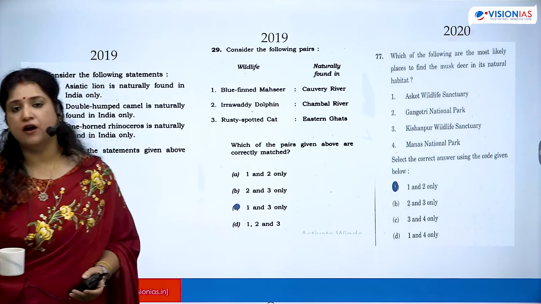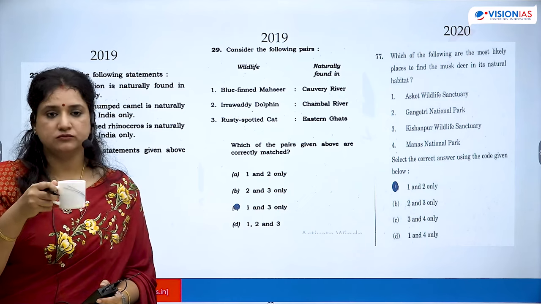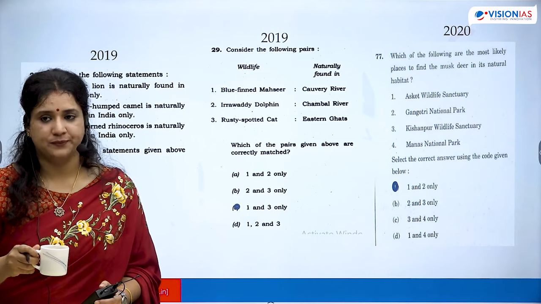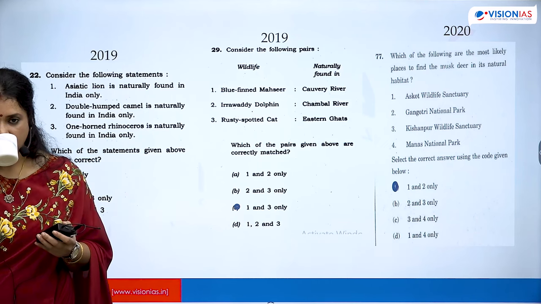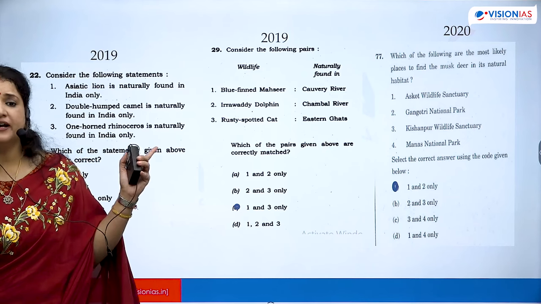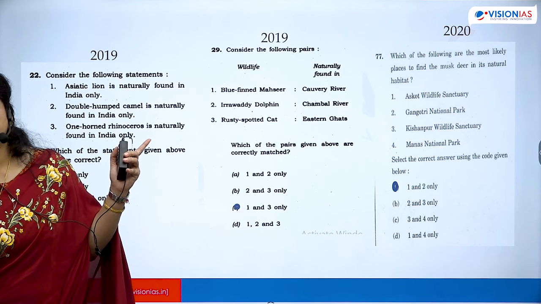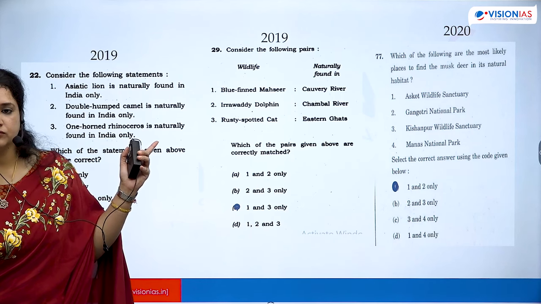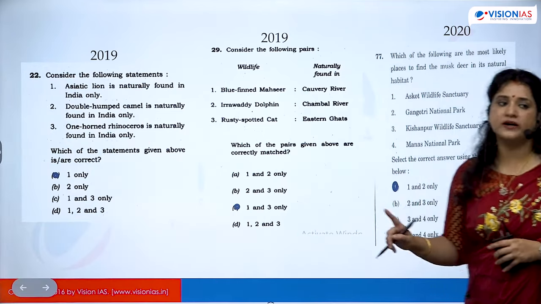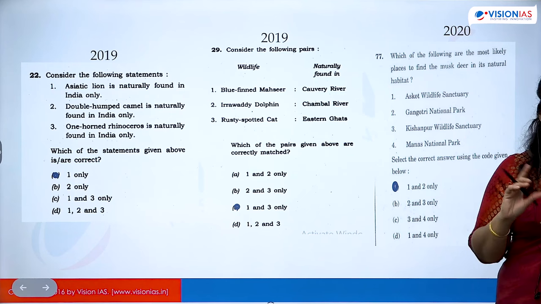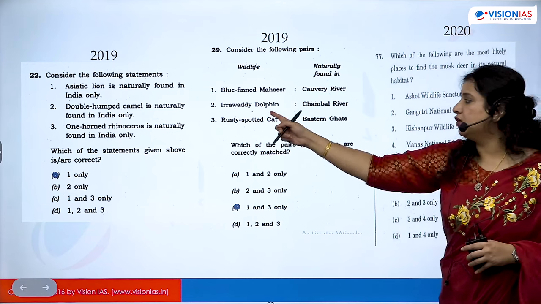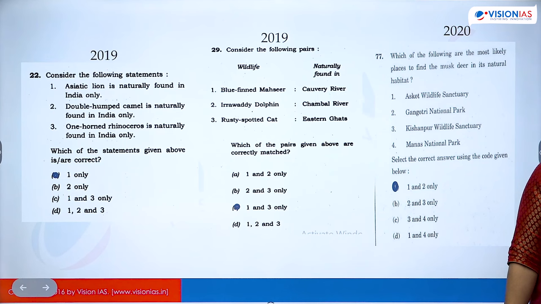Irrawaddy dolphin is not found in the Chambal River. Where is it found in India? Yes. Who answered? Right. Irrawaddy is the name of a river. Where is it? Okay. So, although it is primarily found there, in India also it is found. This is what we have to learn: species that we think are specifically from one place, it is not so. They are also found in India. And in India, Irrawaddy dolphin is found in Lake Chilika. Where is Lake Chilika? State?